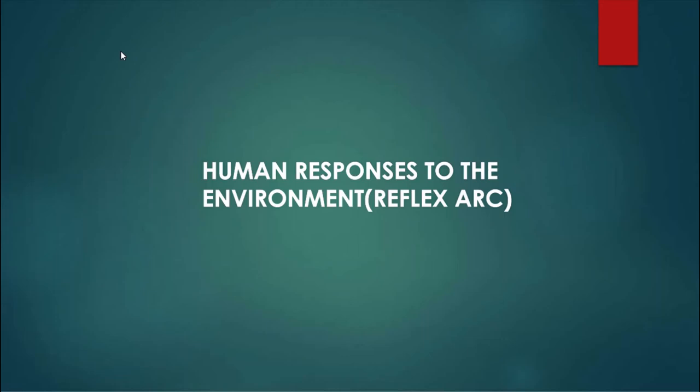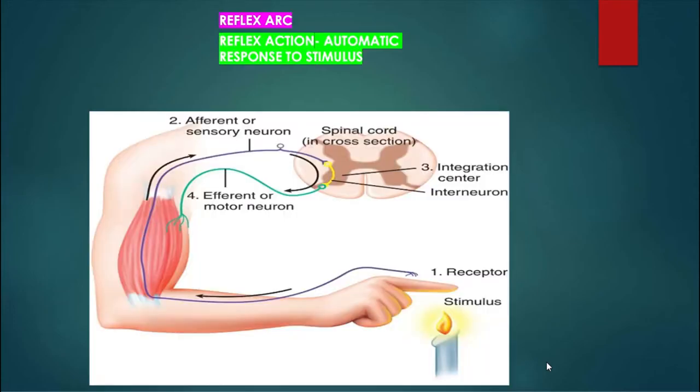Hello guys, welcome back. Today we're doing our last lesson on human responses to the environment, focusing on reflex arc. I will show you what a reflex arc looks like and I will give you a summary of reflex action. We'll be doing labeling and giving functions. I will show you the neurons one by one and we'll be labeling them. Lastly, we will answer some of the exam questions under this topic.